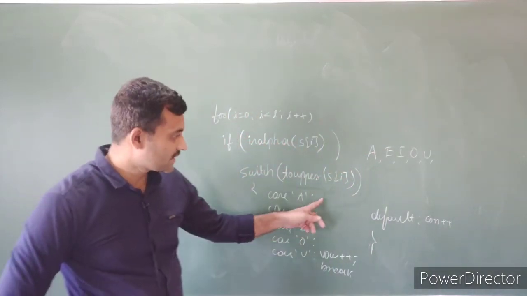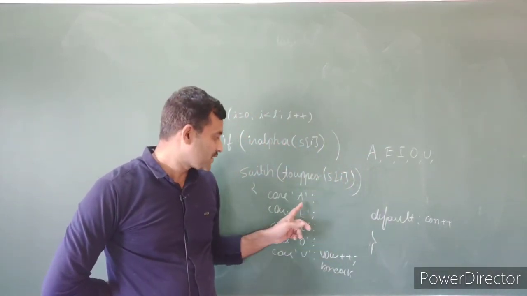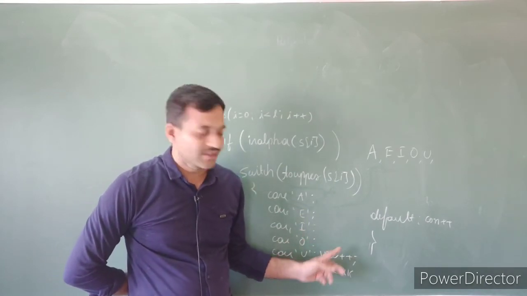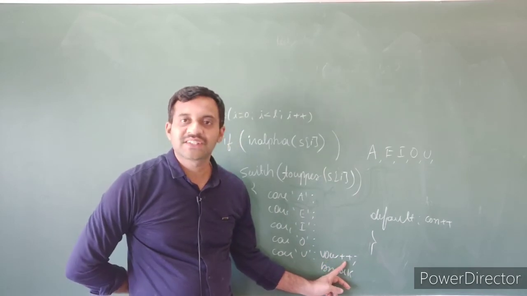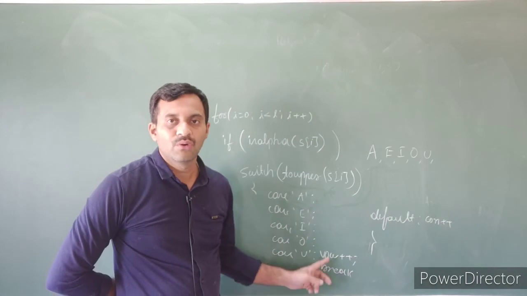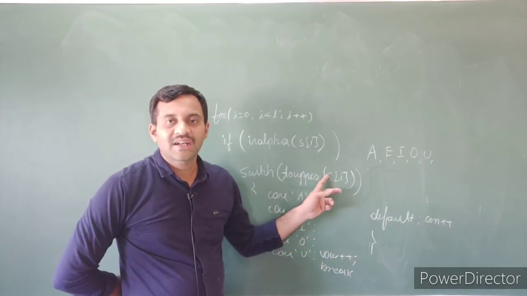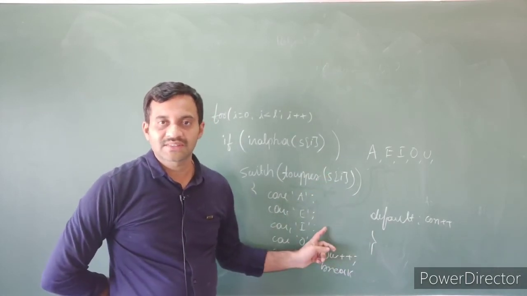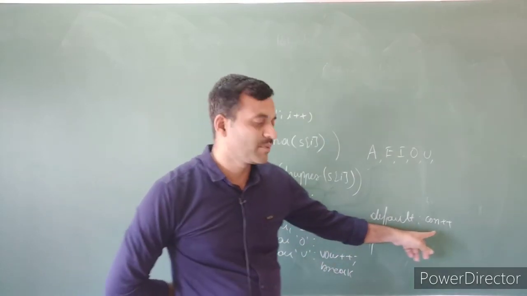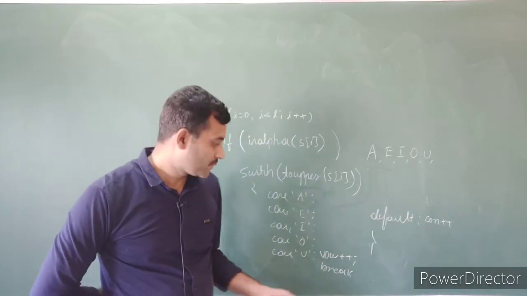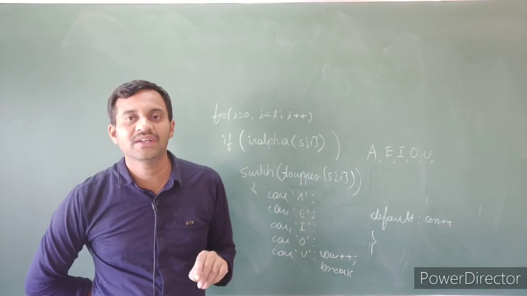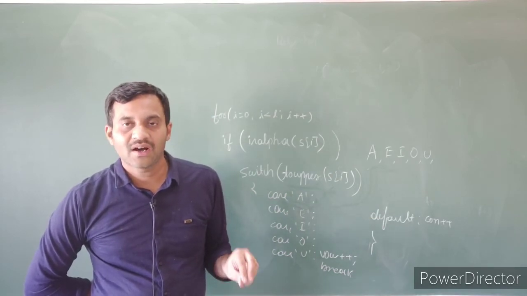See here, we do not insert any break. If the character matches any one of the case labels, the respective statement is executed. Here vowel plus plus is an increment operator. If any one of the cases is true, the vowel is incremented. If the character does not match any case label, the default case is evaluated, and there we increment the consonant. Finally, display vowels and consonants. That is the procedure to find whether the given character is a vowel or consonant.